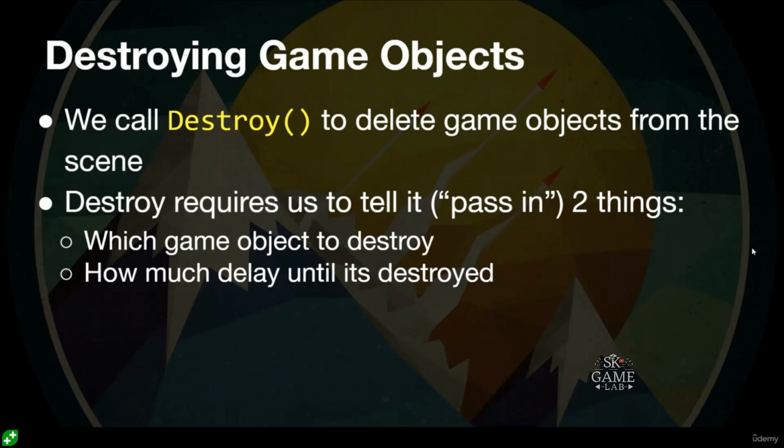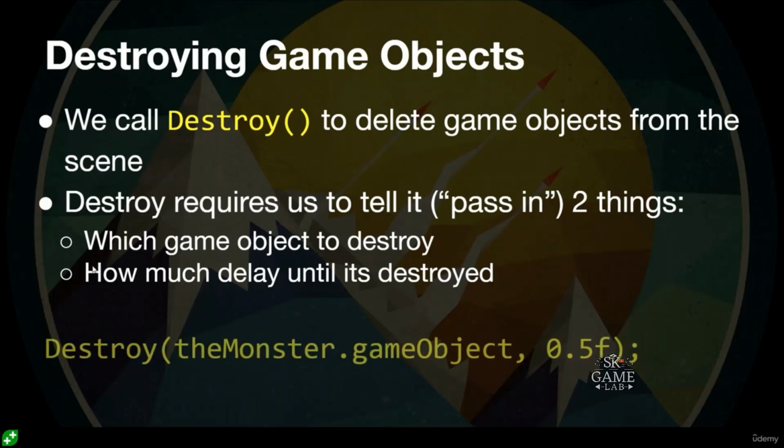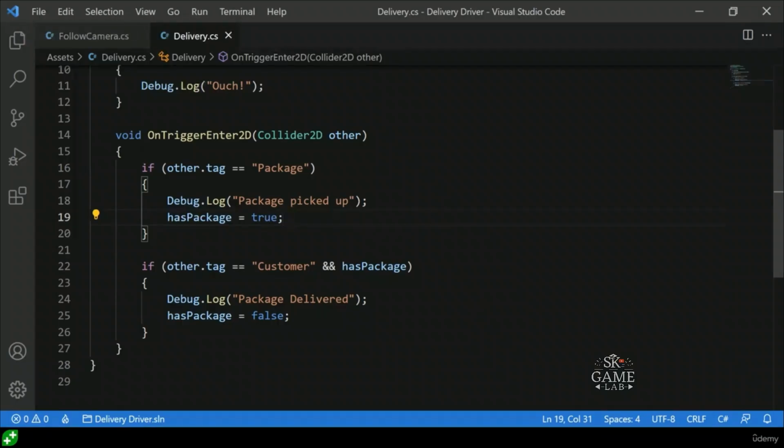And so in our case, where we're looking to destroy something other than us, we would need to type destroy and then in parentheses the monster or whatever the particular thing is that we want to destroy dot game object. So we need to say it's the game object we're interested in, comma, and then the delay. So in this case, I'm saying 0.05f. Now, before I give you a challenge, I'll give you one or two other clues in here. So we need to destroy the package after we pick it up. So we'll need to destroy it in a particular place. And also, what are we destroying? Well, the clue I'll give you is that this other is the game object.